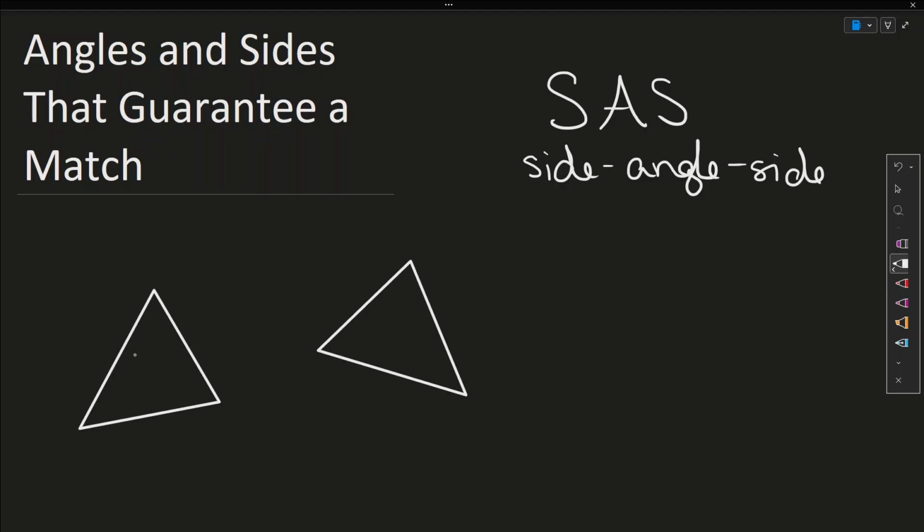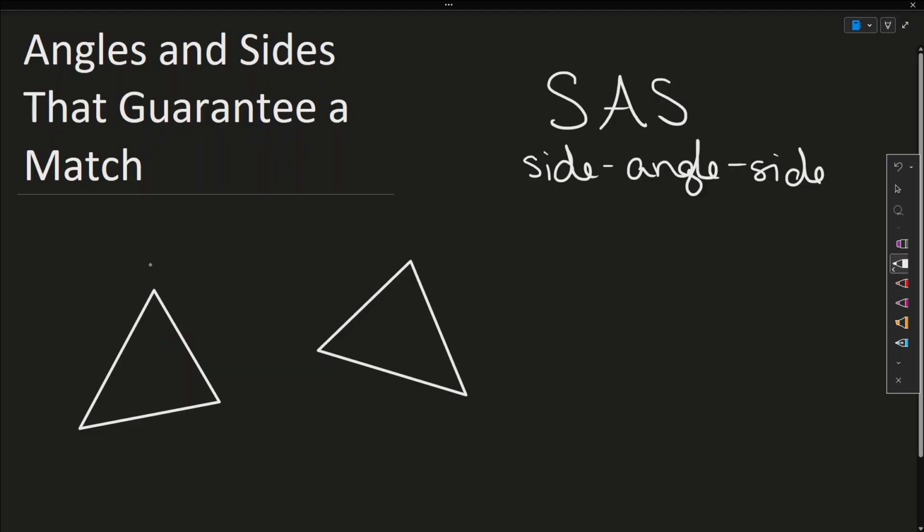Let's suppose this triangle here has a side length of 5, a side length of 8, and the angle between them being 60 degrees. This one over here also has a side length of 5 and a side length of 8, and the angle between them is 60 degrees. So these triangles are congruent by SAS. We have two sides that are the same, and the angle between those two sides is also the same.